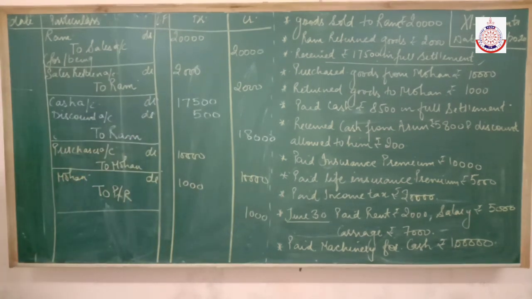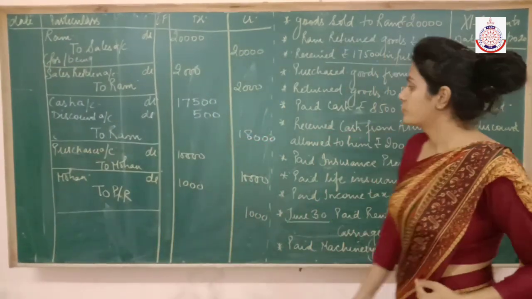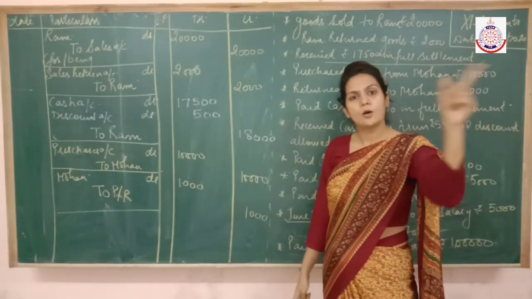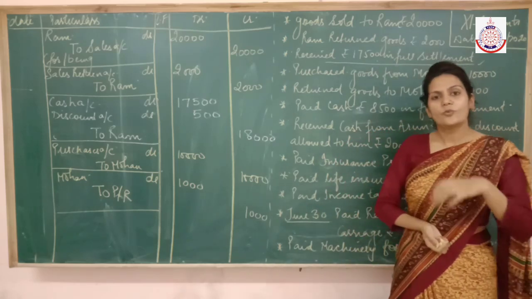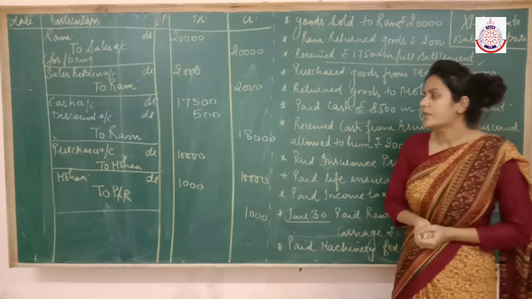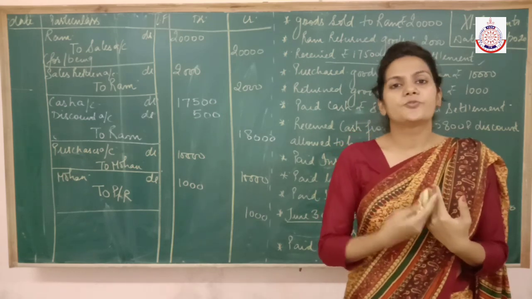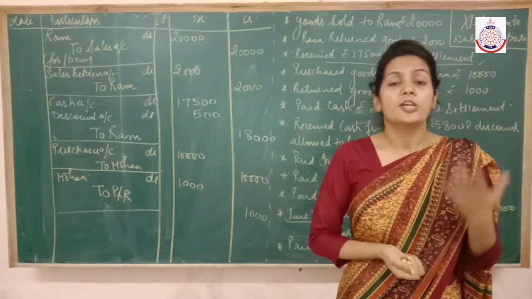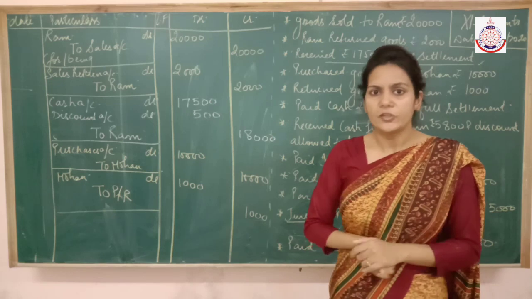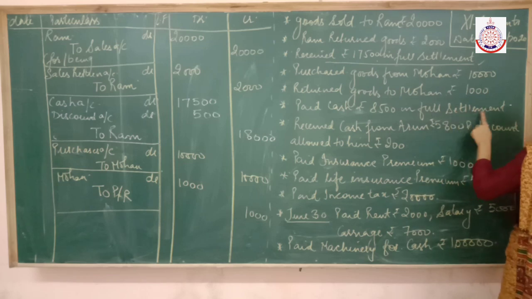Now tell me one thing, students. Assume yourself as if you have a business, fine. You have purchased goods of rupees 10,000 from someone. You have returned goods of rupees 1,000 to that person, fine. Let me put it in a different way. Suppose your firm has purchased goods of rupees 10,000 from me. It means you have to pay 10,000 to me. But you returned goods of rupees 1,000. So now how much are you going to pay to me? 9,000 only? Fine. But what is written here? Paid cash to Mohan 8,500 in full settlement.